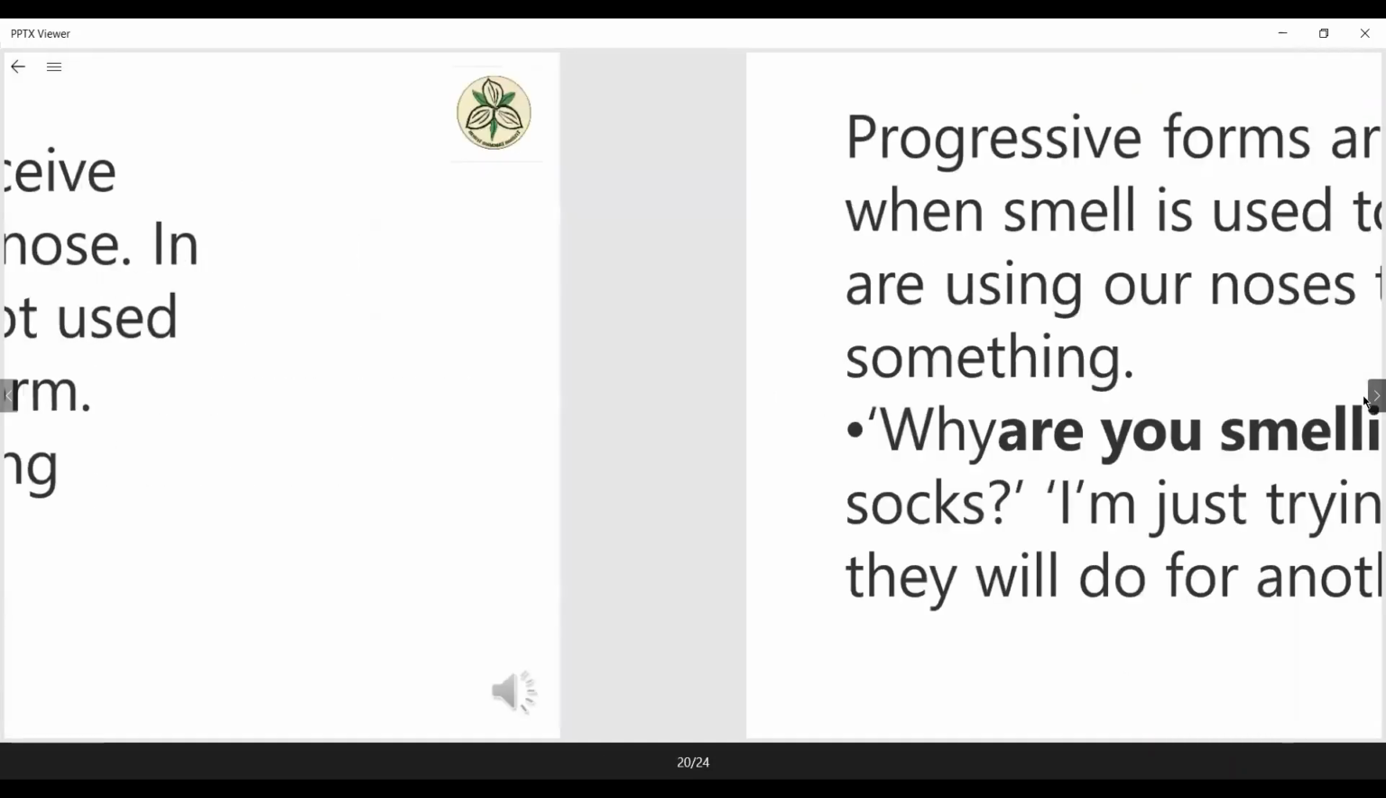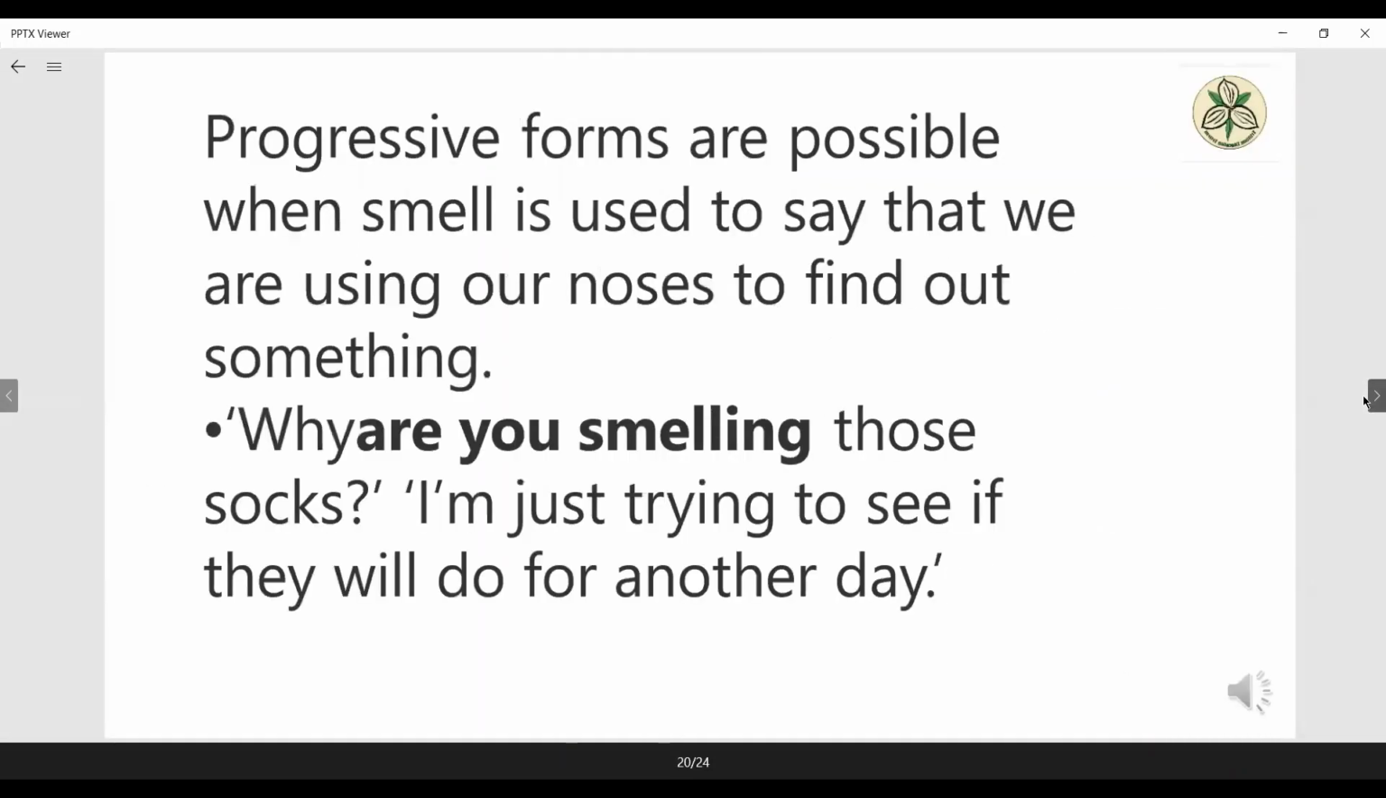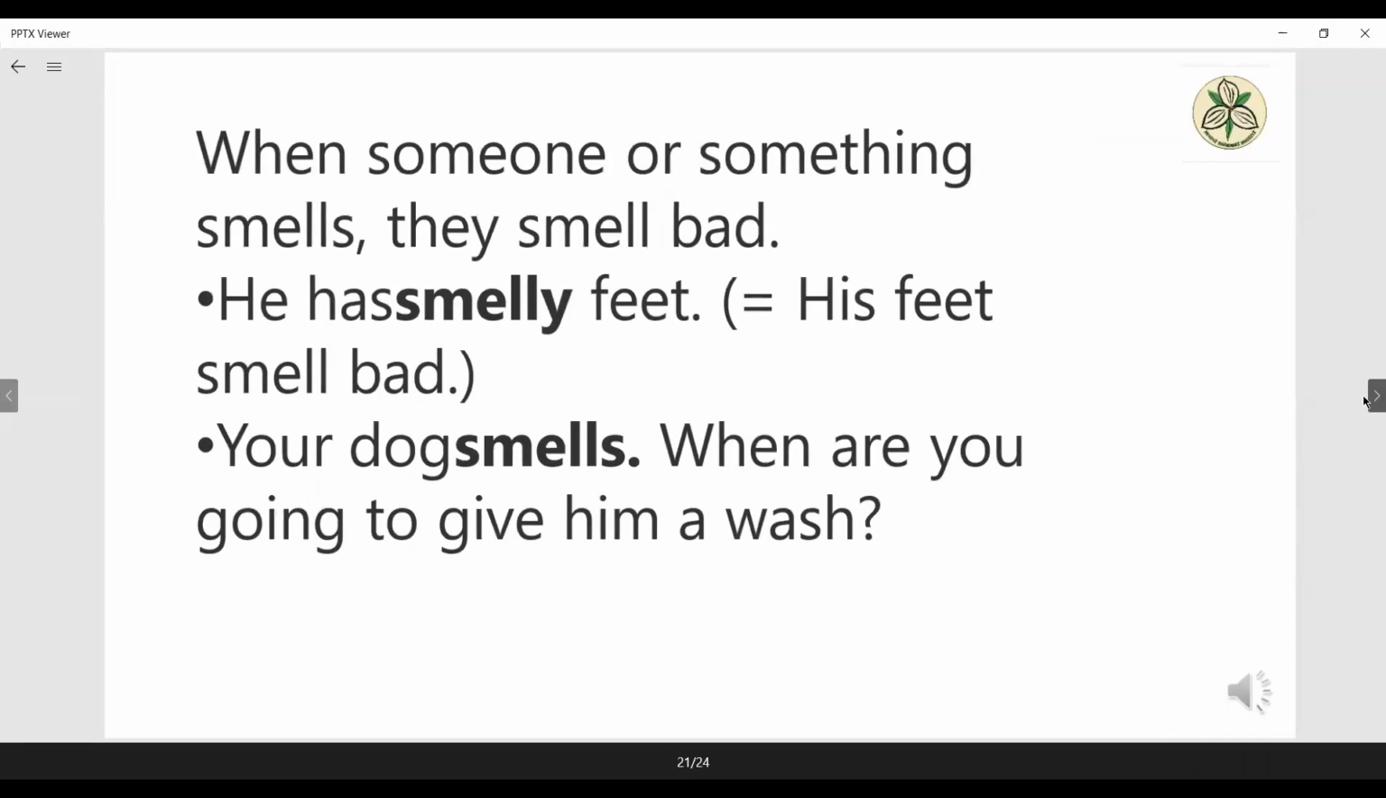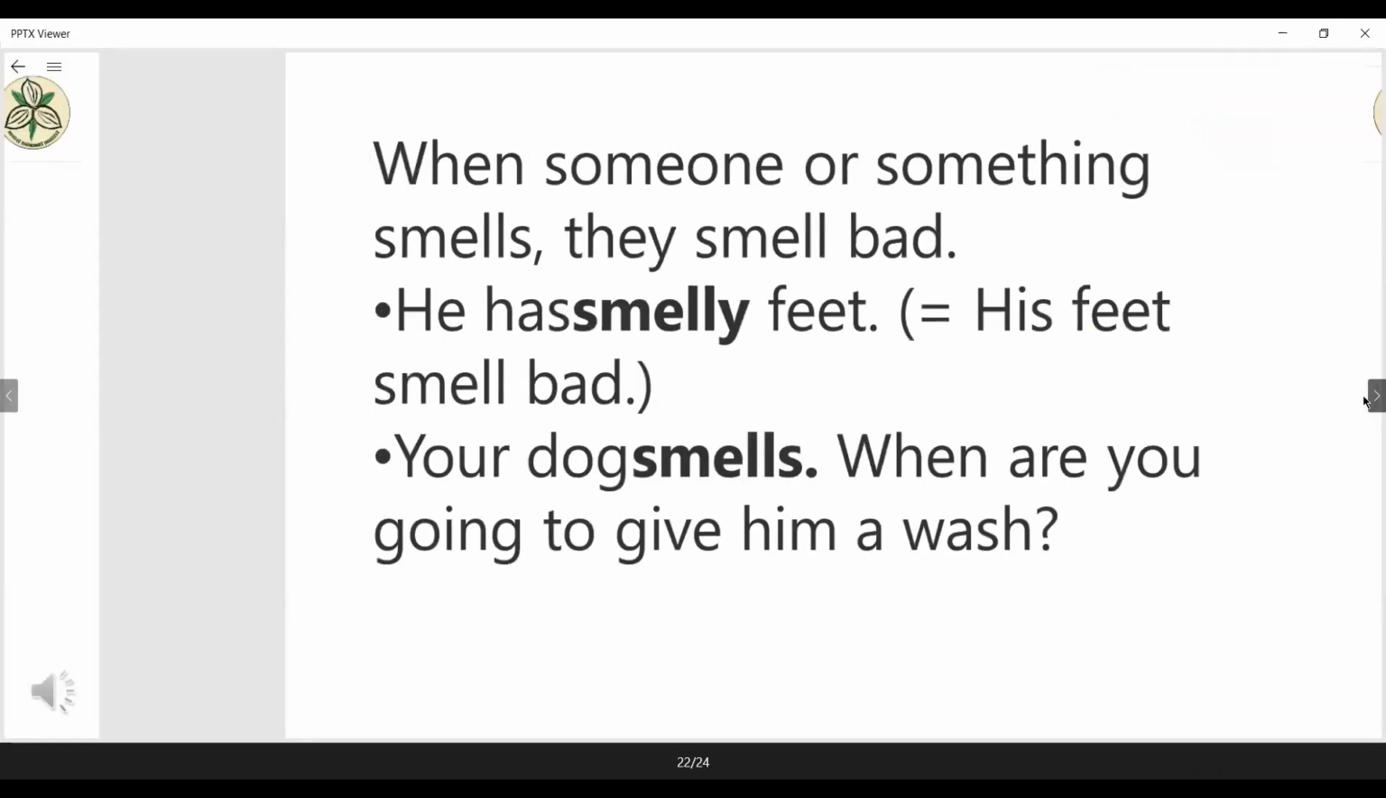And progressive forms are possible when smell is used to say that we are using our noses to find out something. Why are you smelling those socks? I'm just trying to see if they will do for another day. When someone or something smells, they smell bad. He has smelly feet. His feet smell bad, and your dog smells. I think we have done that slide earlier on.